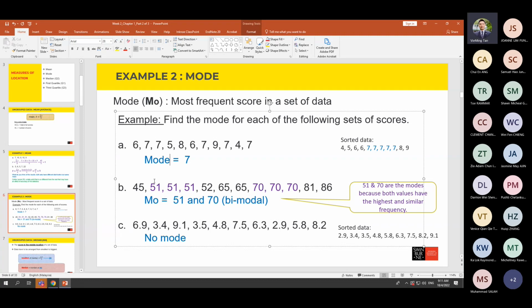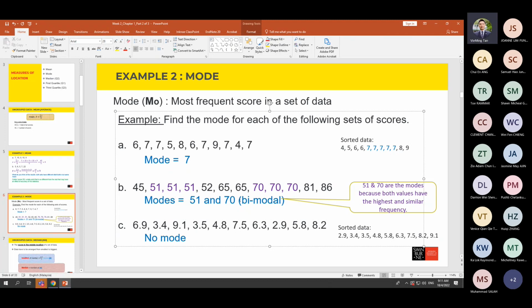So I use the plural, modes. 51 and 70, 2 modes. For your project it's also the same. Sometimes you can have more than 2 modes, sometimes 3 modes, also possible. So this is the disadvantage of mode: there can be more than 1 mode.